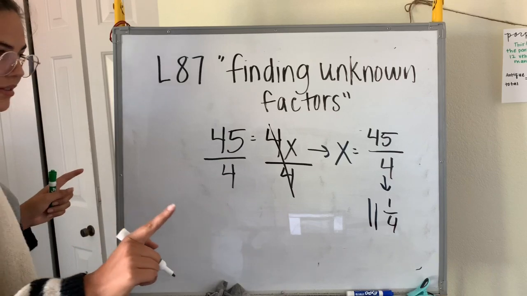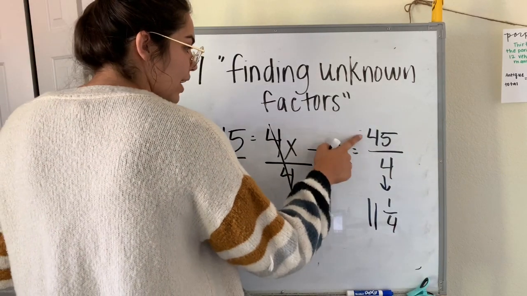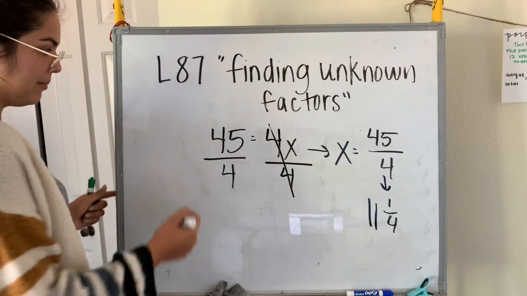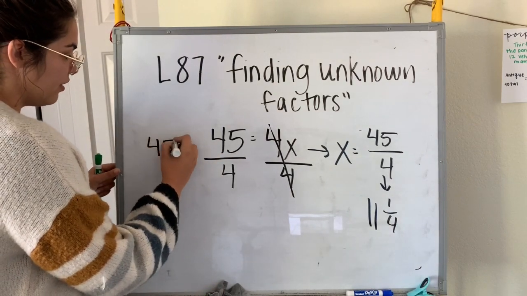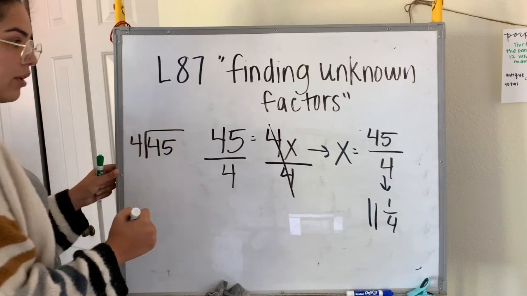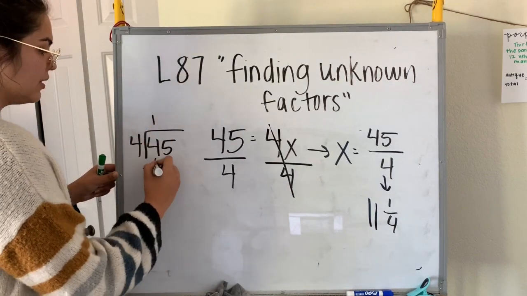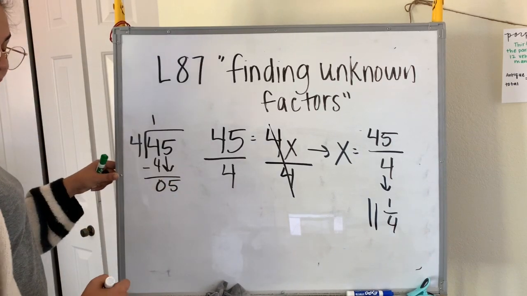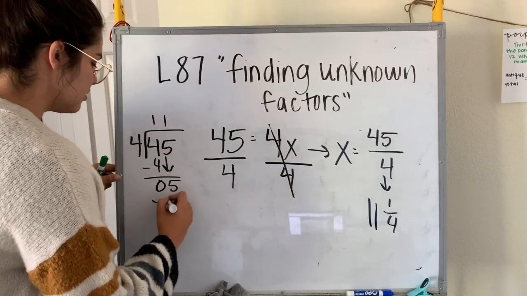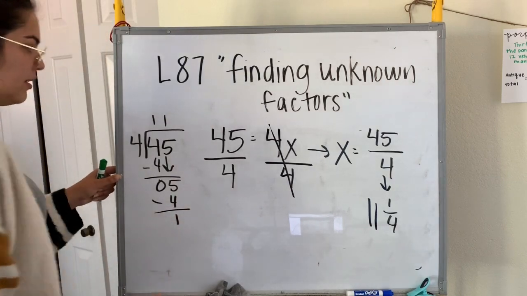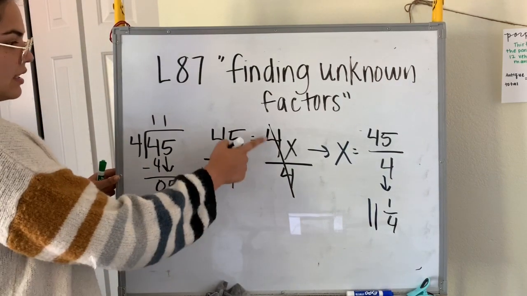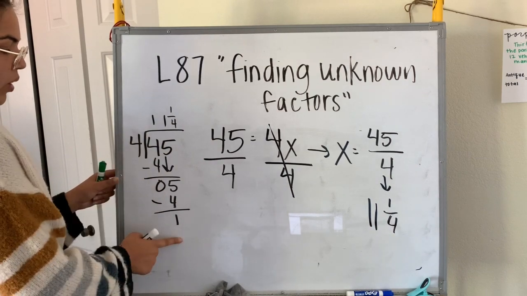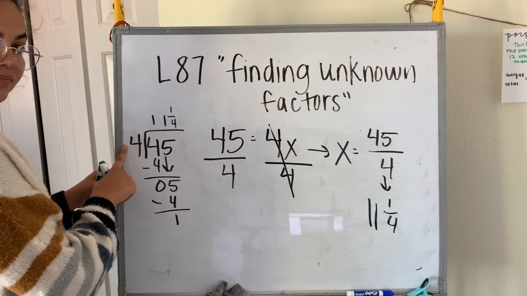Let me show you something else. If you have trouble doing this in your head like I just did, a fraction is a division problem. So we can do 45 divided by 4. 4 goes into 4 once, subtract, pull down. 4 goes into 5 once, subtract, pull down, and since we had it written as a fraction, we can write 1 over 4. 1 is left out of 4.